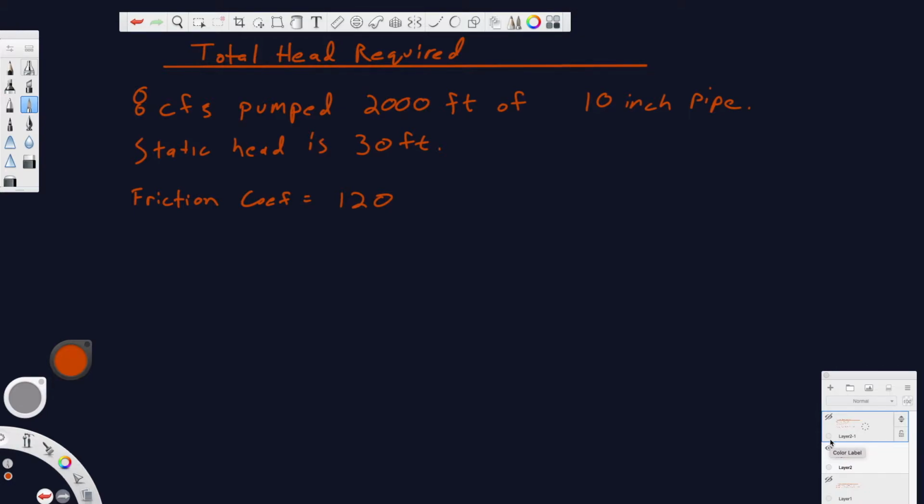Static head is basically, even when you have zero velocity, you still have some amount of head that needs to be overcome. This could be elevation change, or usually it's probably going to be elevation change. Everything else is going to be a function of velocity. So let's walk through the solution here.